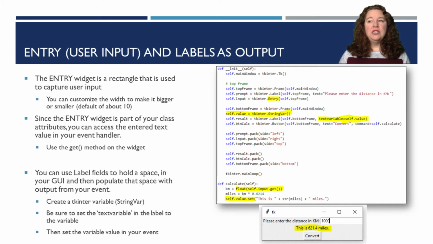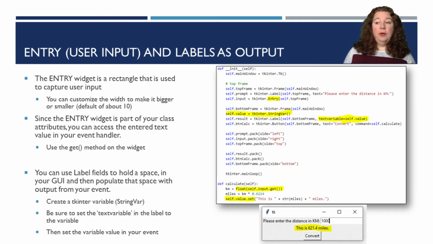My top frame is going to have the "please enter the distance in kilometers" label and an entry box. The bottom frame is going to have the value, this is 6.21 miles, and a button called convert. So two different sections of my code. If I picked up this window and made it bigger, you would see that it would be all on the top and all on the bottom, because that's how I've created it.